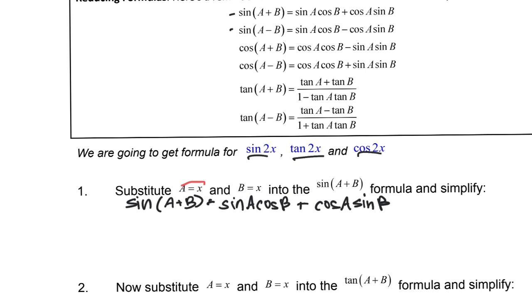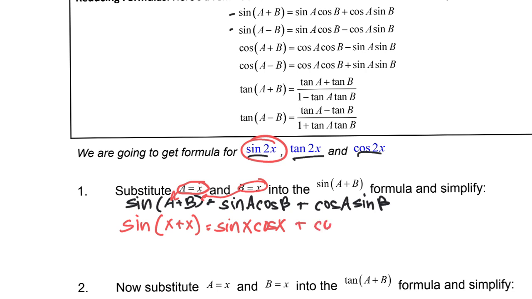But then it says let x be substituted in for a and substitute in x for b. So I'm going to rewrite it as sine of x plus x, which will end up being sine of 2x. And then just when I see an a, I'm going to put an x, and when I see a b, I'm going to put an x. All right, now this is our sine of 2x formula, or one of our double angle formulas.